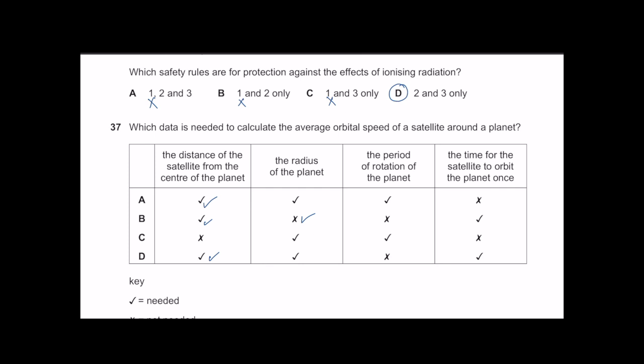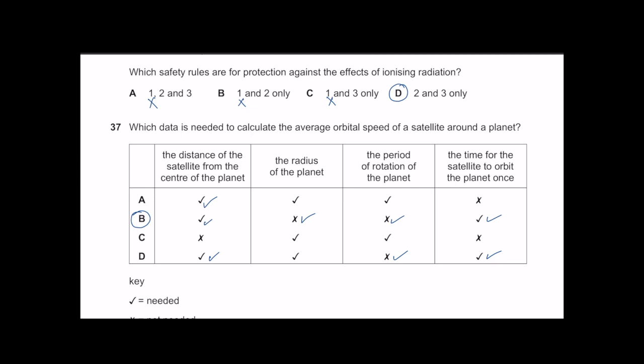We need the period of rotation of the planet, or the time. The period of rotation of the planet itself is important to find the day on the planet, but I agree it's not needed in this calculation. So the time for the satellite to orbit the planet once, yes, we need the periodic time, which is T. So depending on that, the right answer, as you see here, will be B.